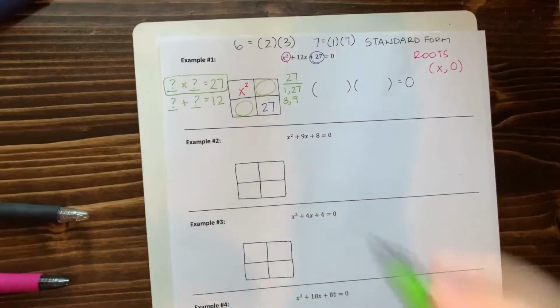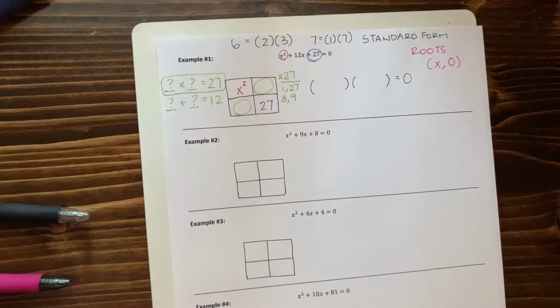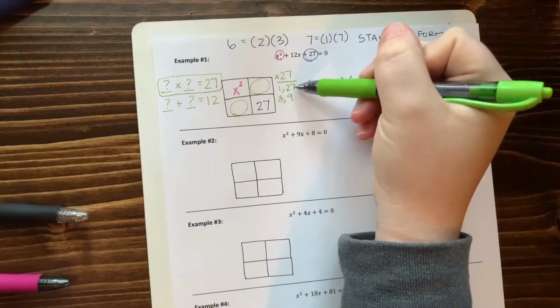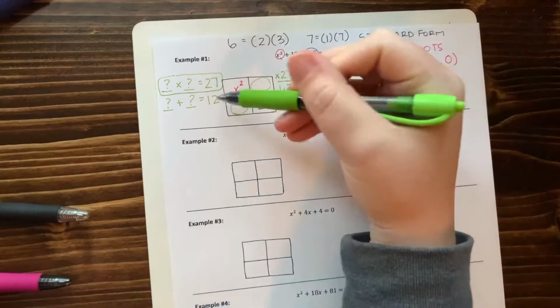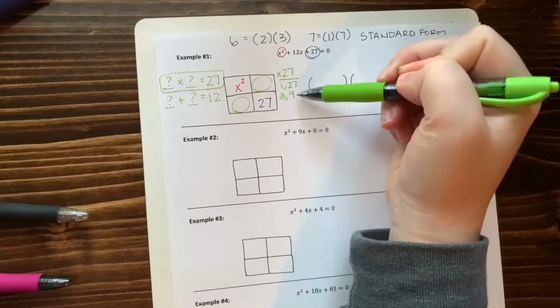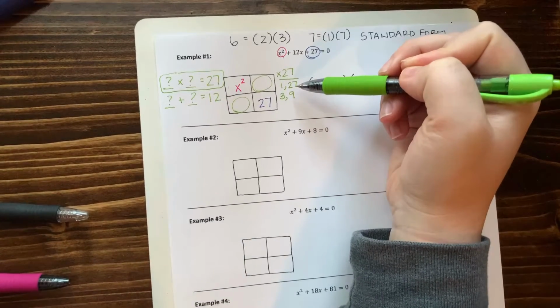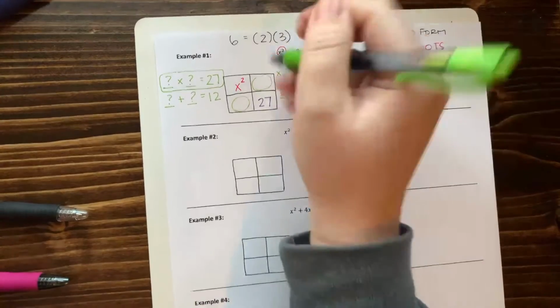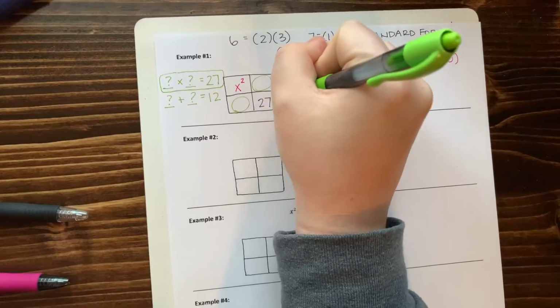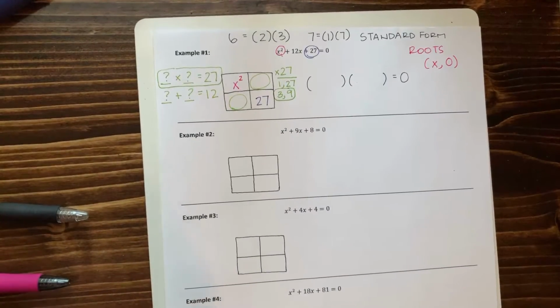Then, from this list, this is what multiplies to get 27. From this list, I want to choose, okay, which of these add to get 12? They both multiply to get 27, but only one of them will add to get 12. And you're probably thinking it is 3 and 9. 3 plus 9 is 12. 3 times 9 is 27.